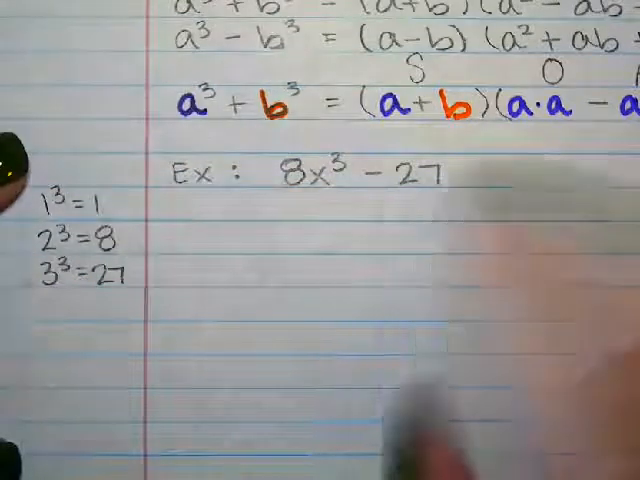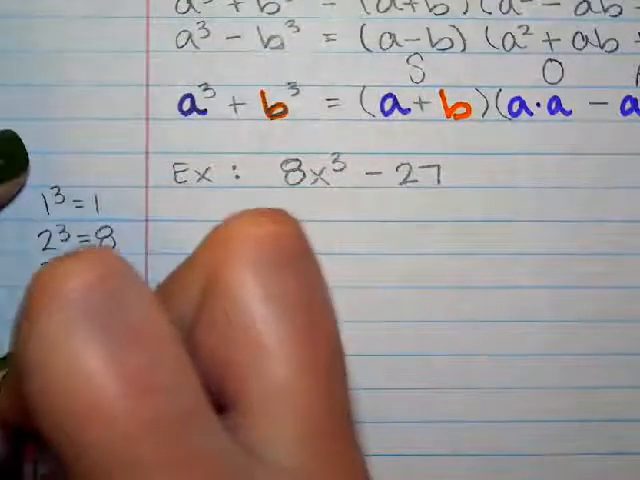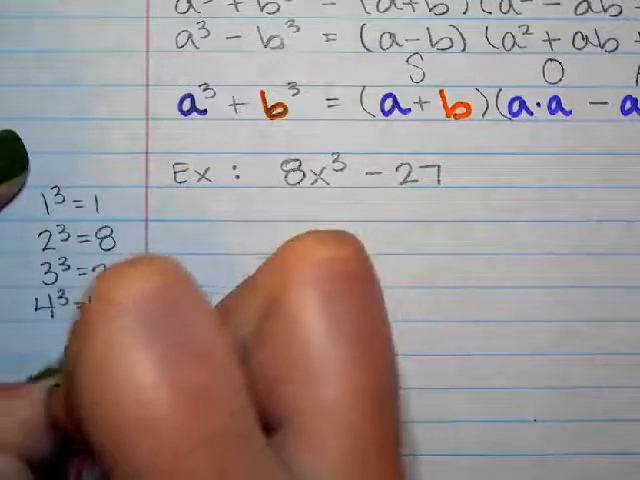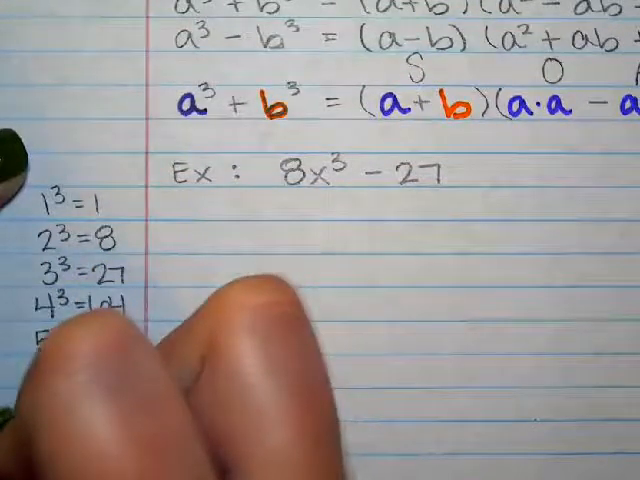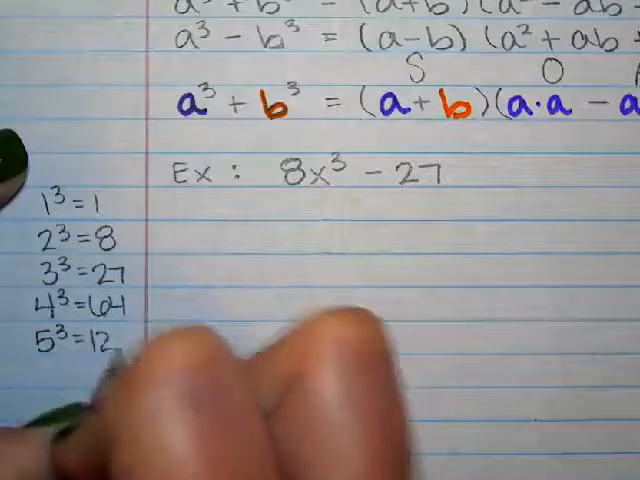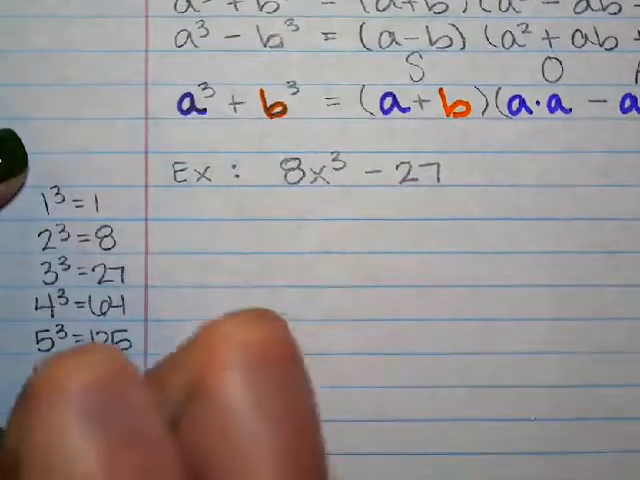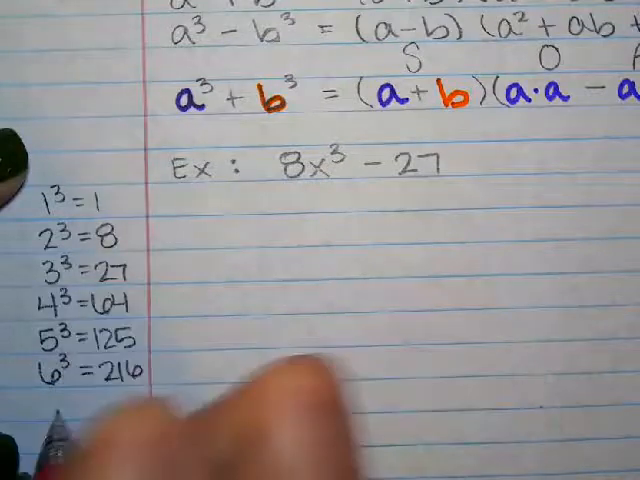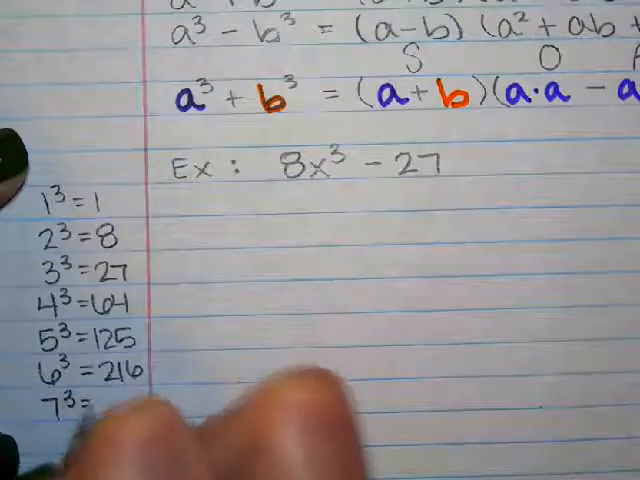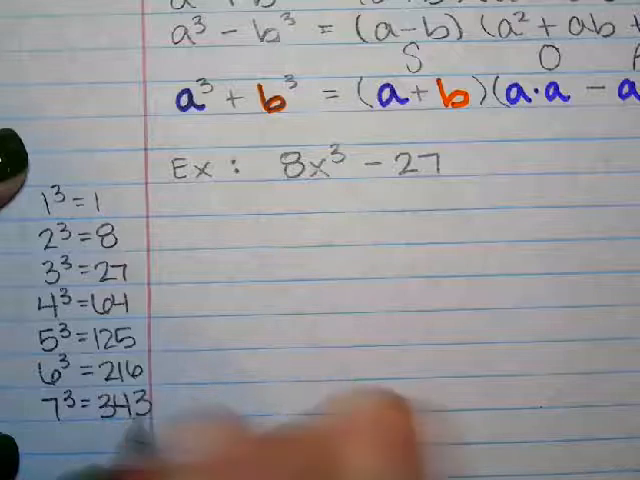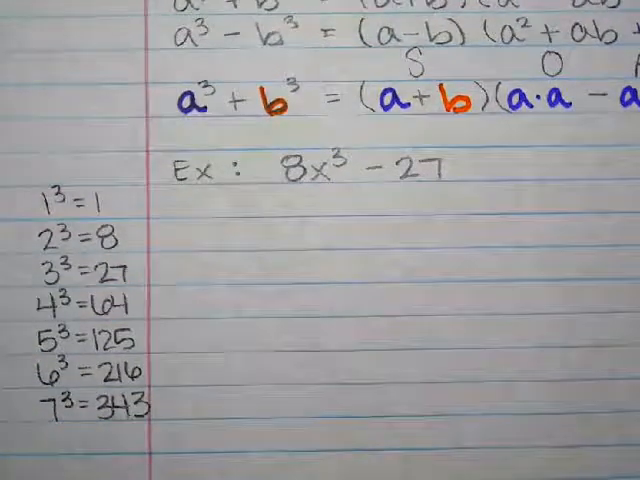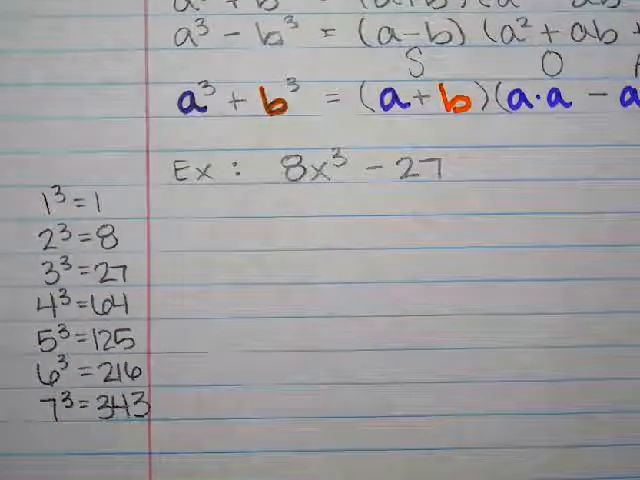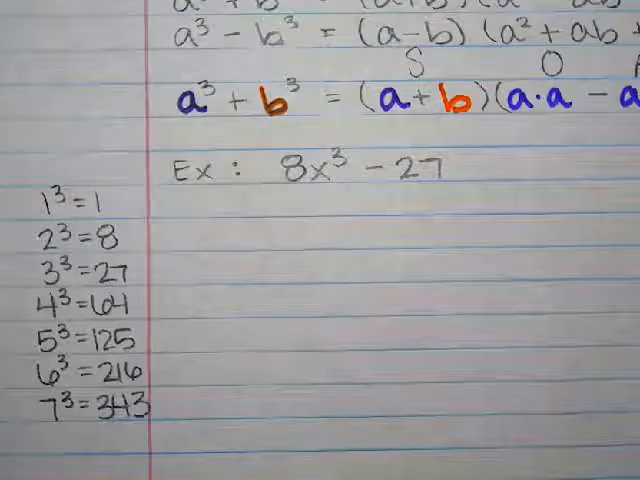Okay. 4 to the third is 64. 5 to the third is 125. 6 to the third is 216. And 7 to the third is 343. I don't see the numbers get much bigger than that. They could. They could get bigger than that, but generally speaking, they don't.